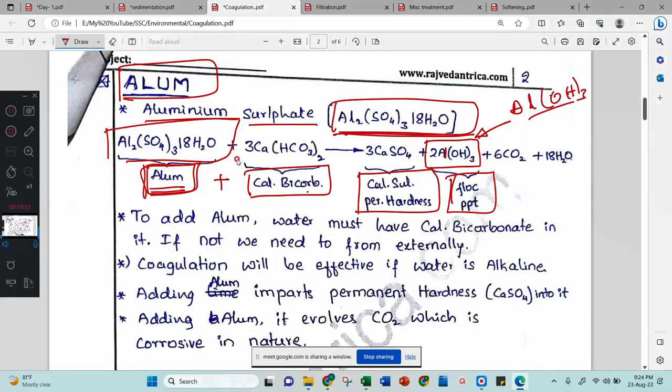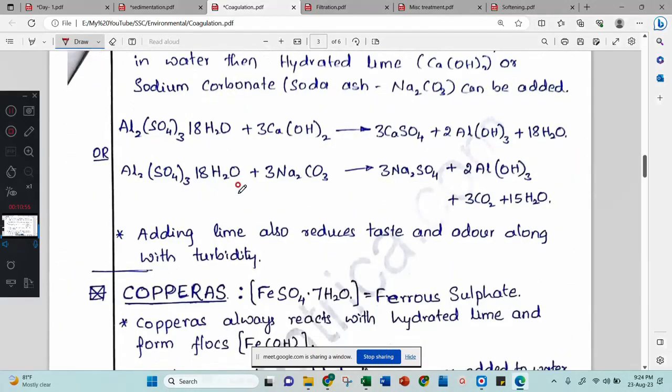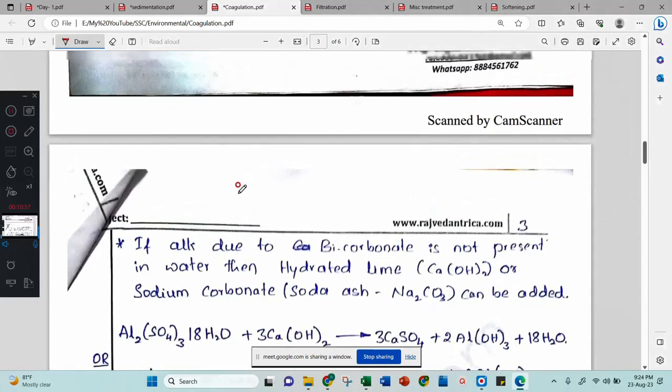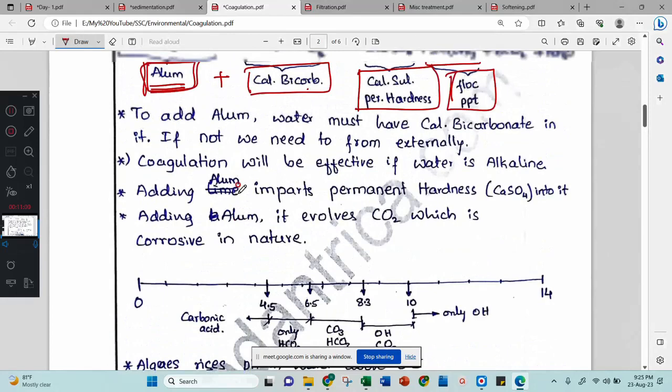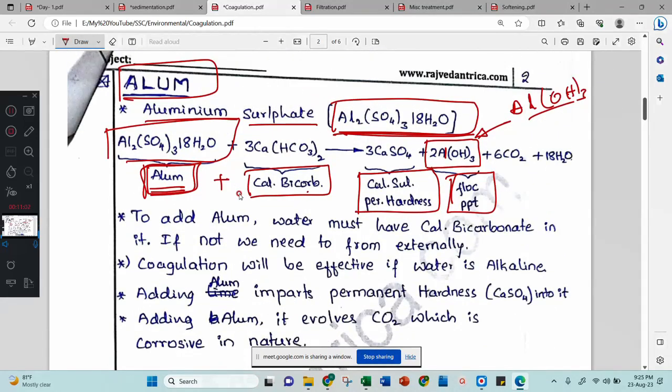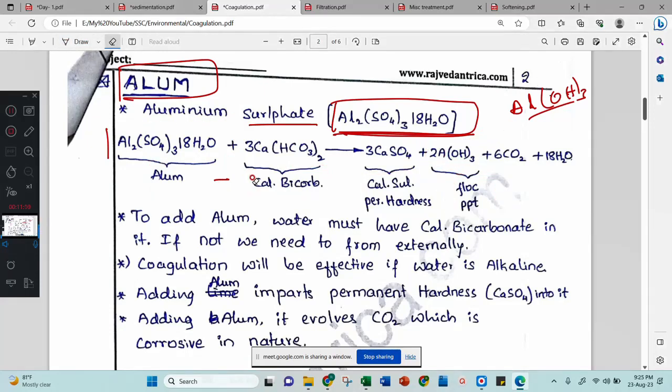I think Al2(OH)3 thrice. We'll see another equation. Al it is. Okay, Al(OH)3 is there, no? This is your floc. Means you just remember what is there in this equation. Concentrate, because they will definitely ask such easy questions.